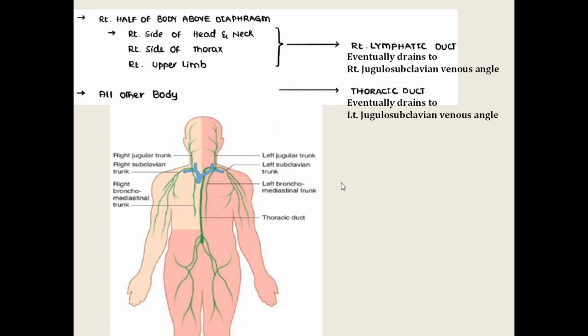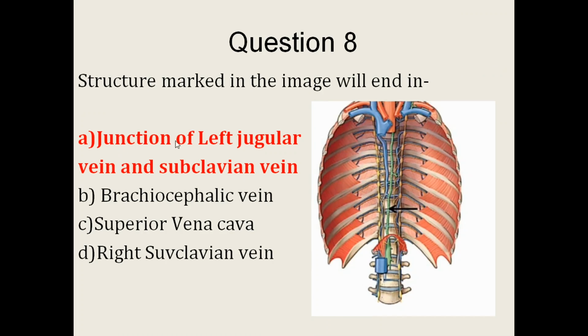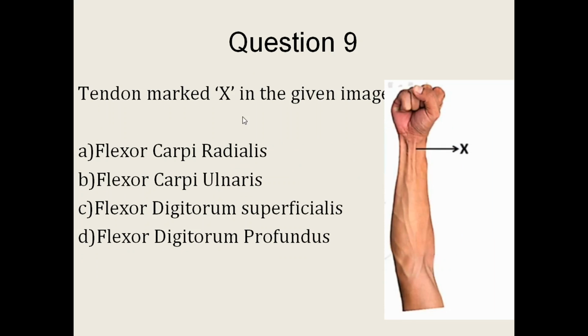okay? So now what will be the option? The option will be the junction of the left jugular vein and subclavian vein. You see the thoracic duct coming and it will eventually drain here, right here, at the junction of the left jugular vein and the left subclavian vein. Fine. Let's move on to the next question.